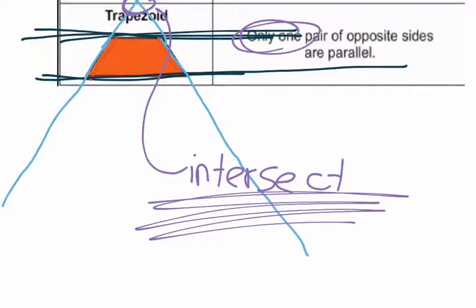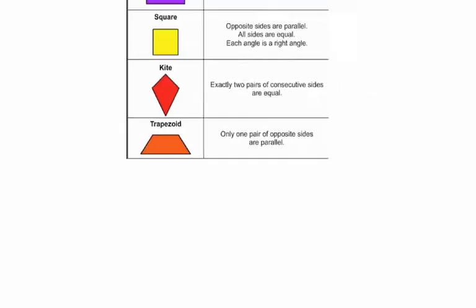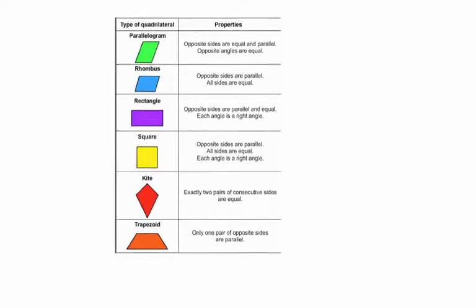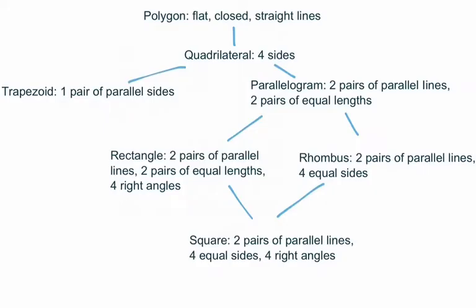So within all of these quadrilaterals, we have these attributes that make up these quadrilaterals, and they're broken down into subcategories. But you can have these shapes be in more than one category. So let's look at that.